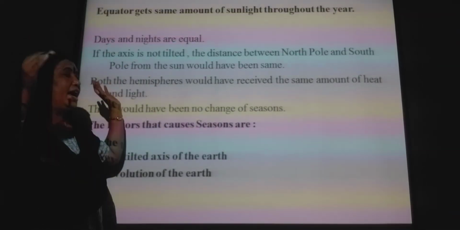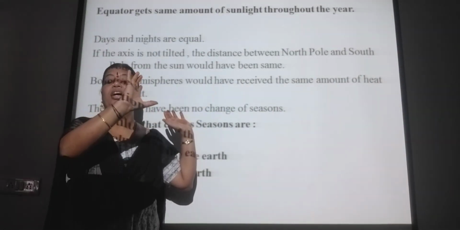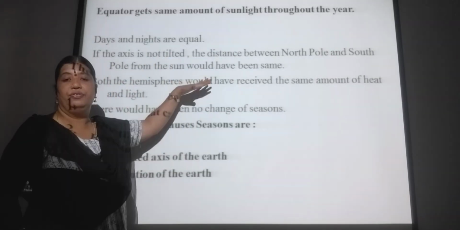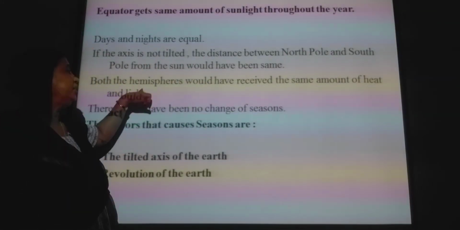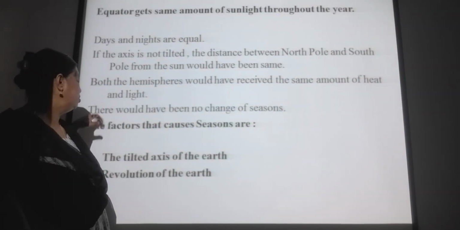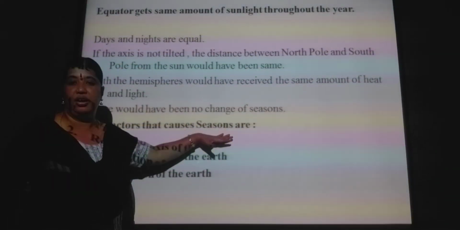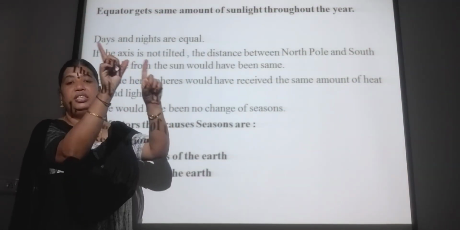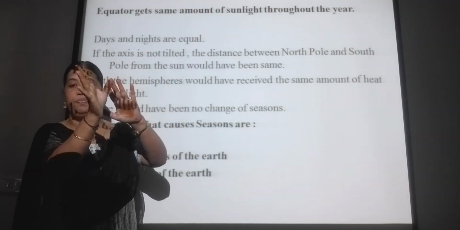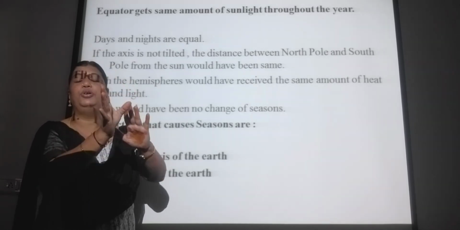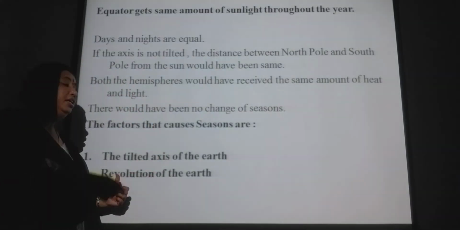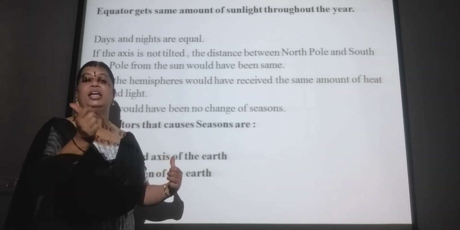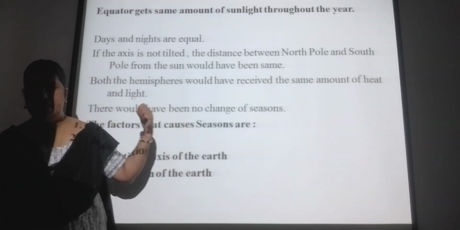Now if the axis is not present, if the earth is not tilted, you will not receive the seasons. So both the hemispheres will not have the same amount. So the main factors which are causing the seasons are the tilted axis of the earth, because earth is tilted a bit, the axis is bent a bit, that is why we are able to get the seasons, and the revolution of the earth, because earth is moving around the sun, we are able to get the seasons.